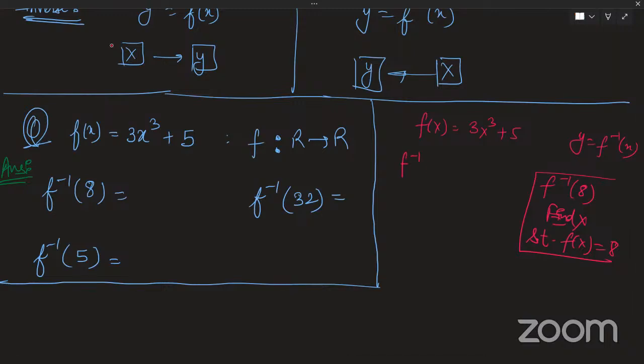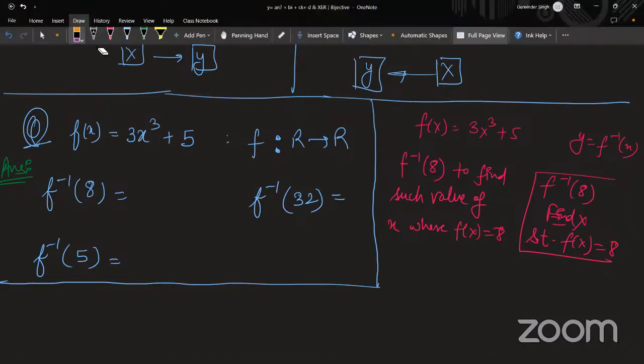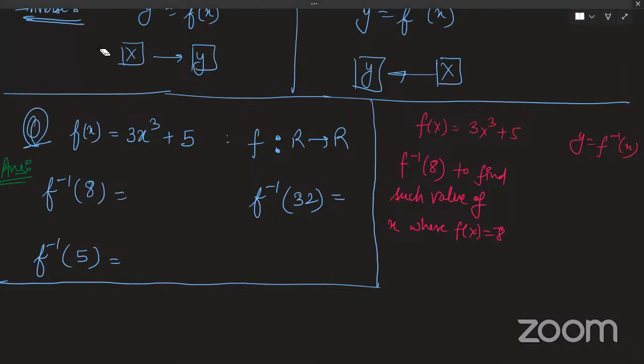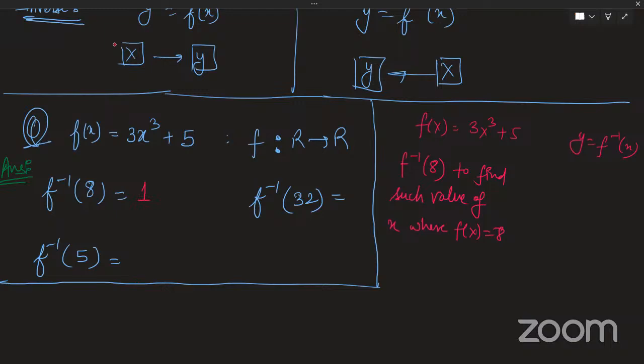If I'm telling you to find the f inverse of 8, I'm basically asking you to find such a value of x where f of x is equal to 8. Okay, this is basically what I'm asking you to find. F inverse means that. So tell me, what will be the value of x that I need to input so that I get 8? Sir, it is 1. Correct. If I put x is equal to 1, I will get my f of x as 8.